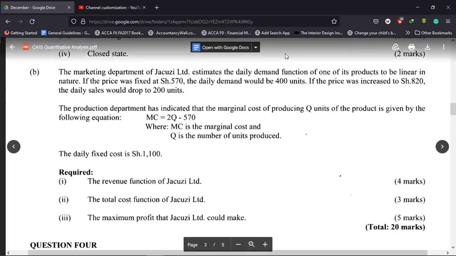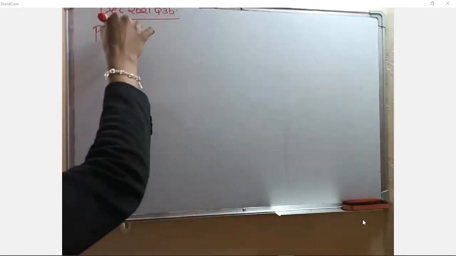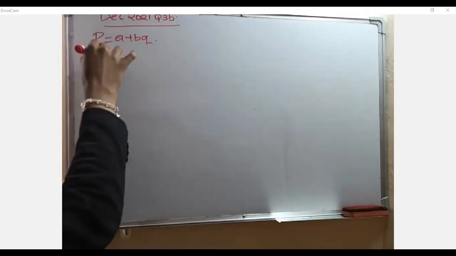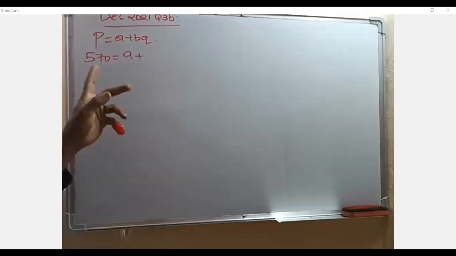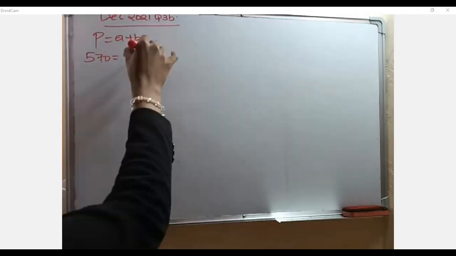Now, this is how you normally do your price function. In this scenario, I just need to write my formula: P should be equal to A plus BQ. The examiner has already given you the price variations. We are told that if the price is fixed at 570, it is equal to A, because A is the constant, plus the number of units, which is our Q, the daily demand of 400, times B.